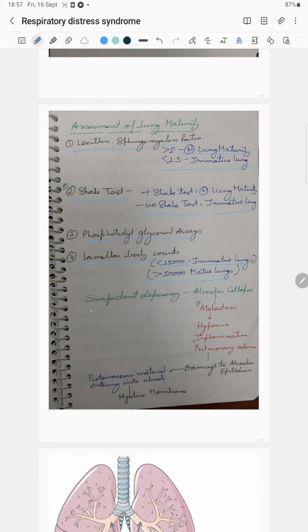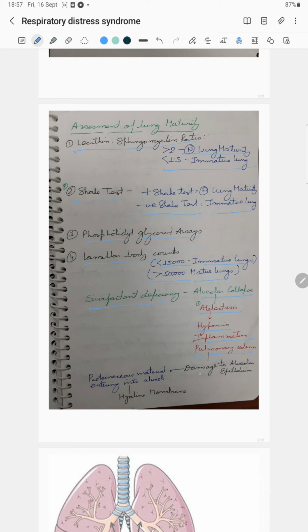Now what happens during surfactant deficiency? Alveolar collapse occurs, that we know. What happens to the lung? Atelectasis. That condition is known as atelectasis. What happens after that? Due to lung collapse, there will be hypoxia. Oxygen will be less in that part. Then there will be inflammation of that part, and there will be pulmonary edema.